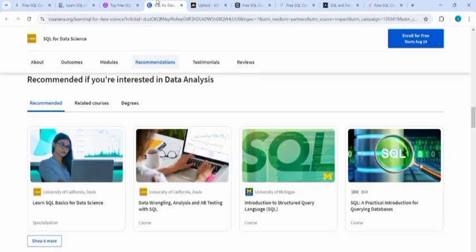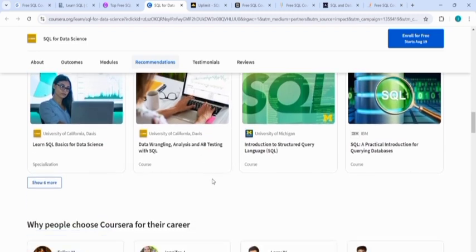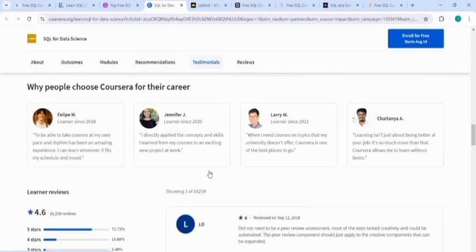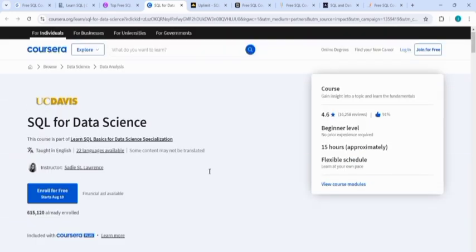Now moving towards our fourth certification, that is SQL for Data Science. Data science is a booming industry nowadays, so it will be good for you to get SQL basics for data science, an introduction to Structured Query Language SQL. It will be a 15-hour flexible schedule. Whenever you have time, you can complete it. It is beginner level.